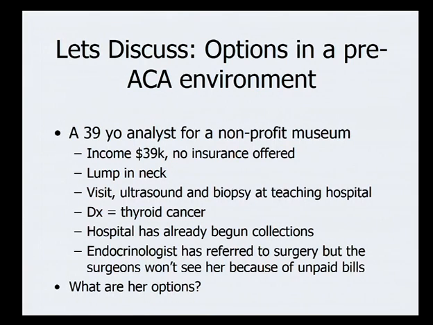She goes to a teaching hospital where she gets a visit to a specialist, has an ultrasound and a biopsy of what's in her neck, and they tell her you have thyroid cancer. The challenge is all those tests were done without her being able to pay right away. And the hospital called in a collections agency to try to get back what they feel they lost on her care. The endocrinologist said, you know, you're going to need surgery for this. The surgical clinic at the same hospital says, you have unpaid bills. We can't see you. So I just wanted to ask the class to volunteer some ideas about what you'd suggest if this woman was your friend.